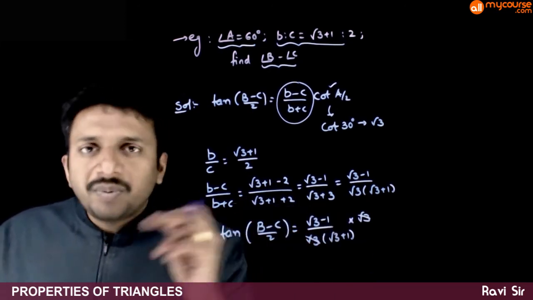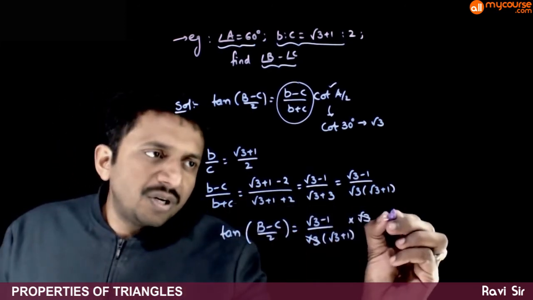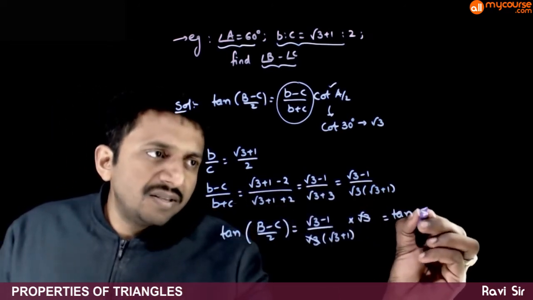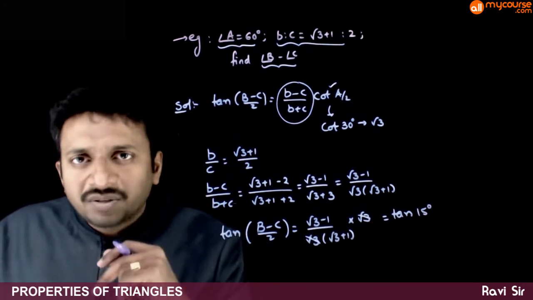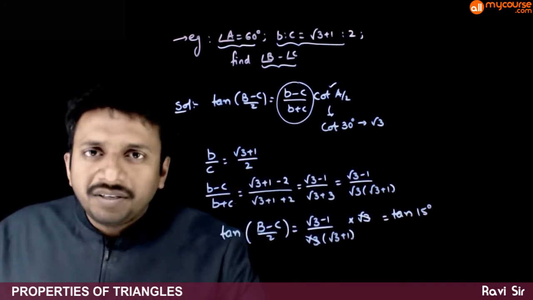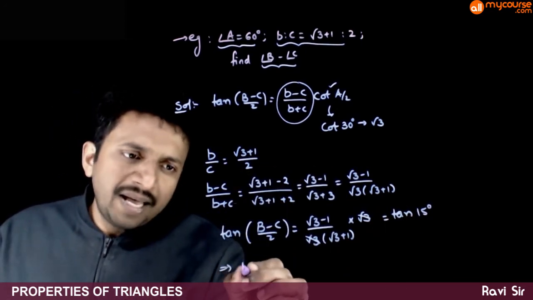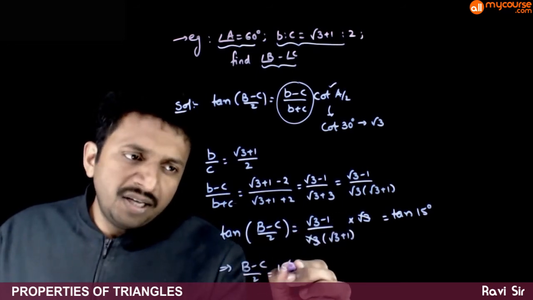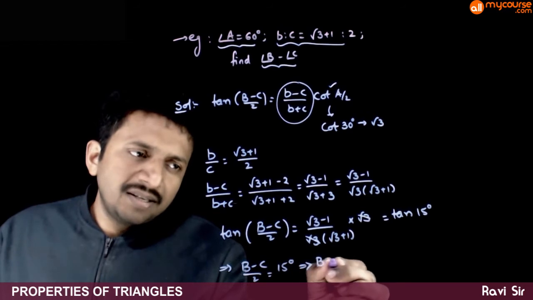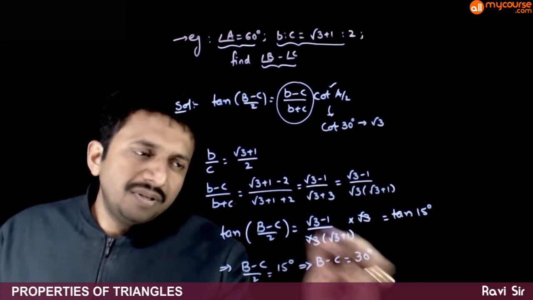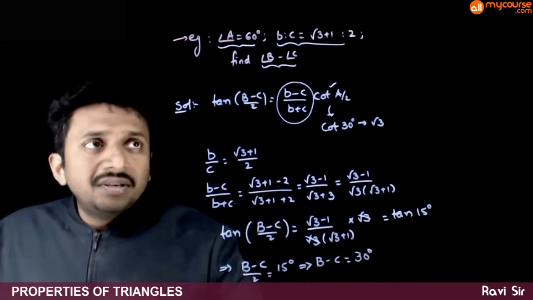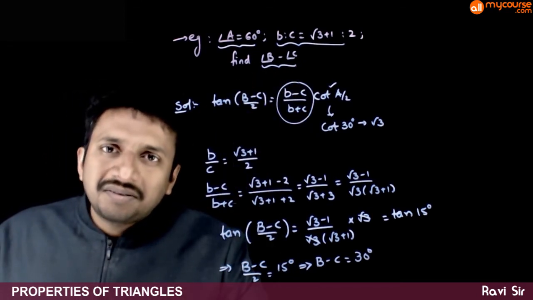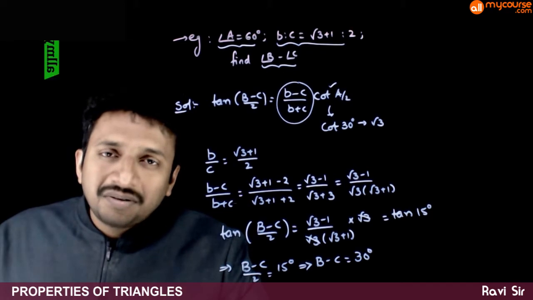So (root 3 minus 1)/(root 3 plus 1) corresponds to tan of how much? Tan of 15 degrees, right? This is a standard value, (root 3 minus 1)/(root 3 plus 1) is tan of 15 degrees. So this implies (B minus C)/2 on comparison is equal to 15 degrees. This implies B minus C is equal to 30 degrees. So the value of angle B minus angle C is 30 degrees. So that's the answer to this question.